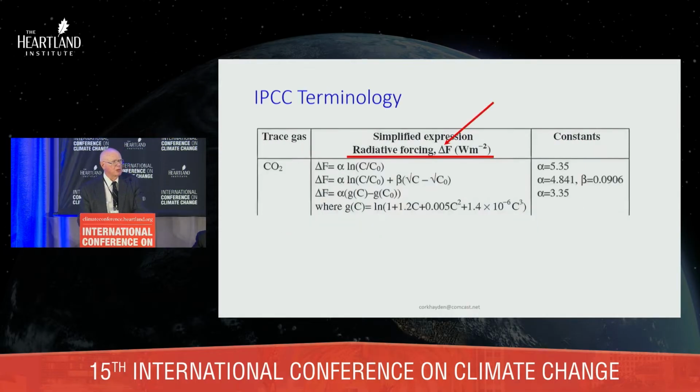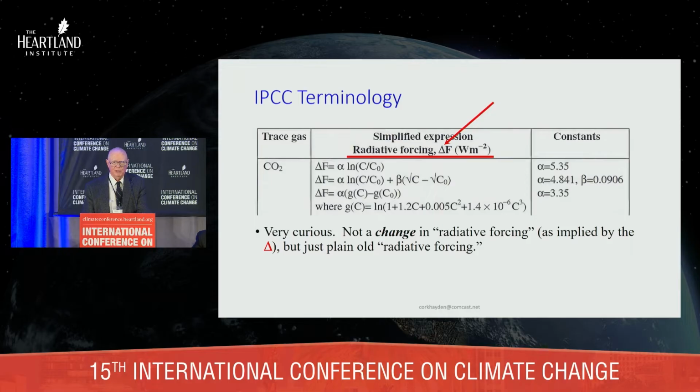I'll begin with some terminology here, which is a little bit confusing. I don't know if it's deliberate or stupid, but in any case, you'll see at the top there, it says radiative forcing delta F in watts per square meter. That's very curious because the delta would imply that it's a change in radiative forcing, but they just use the term radiative forcing. And right away, you begin to have a little confusion. So I'll show you a picture which sort of indicates what I'm talking about here.